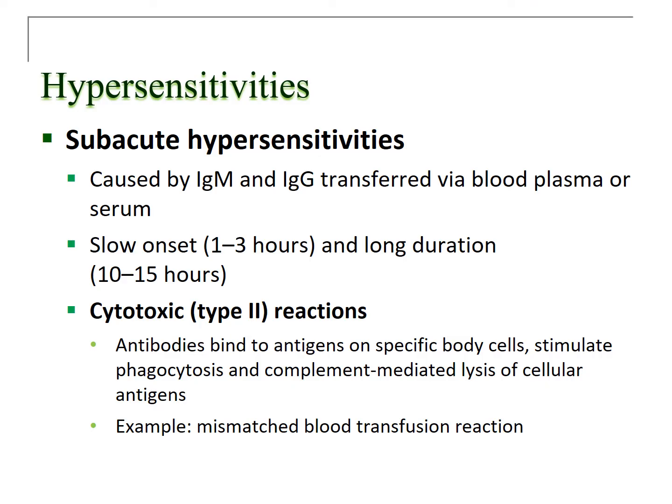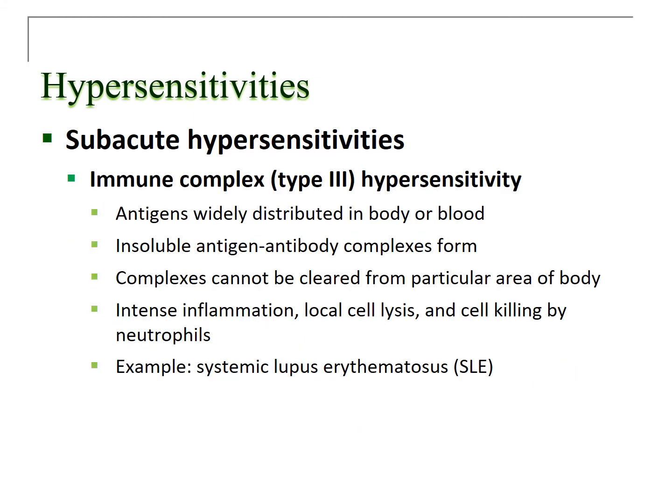Subacute hypersensitivities are caused by IgM and IgG that gets transferred via blood plasma or serum. And so this is a slow onset, but it is long duration of 10 to 15 hours. Basically what happens here is antibodies will bind to antigens on specific body cells. This will stimulate both the phagocytosis and the lysis of those cellular antigens, and this can happen in a mismatched blood transfusion reaction.